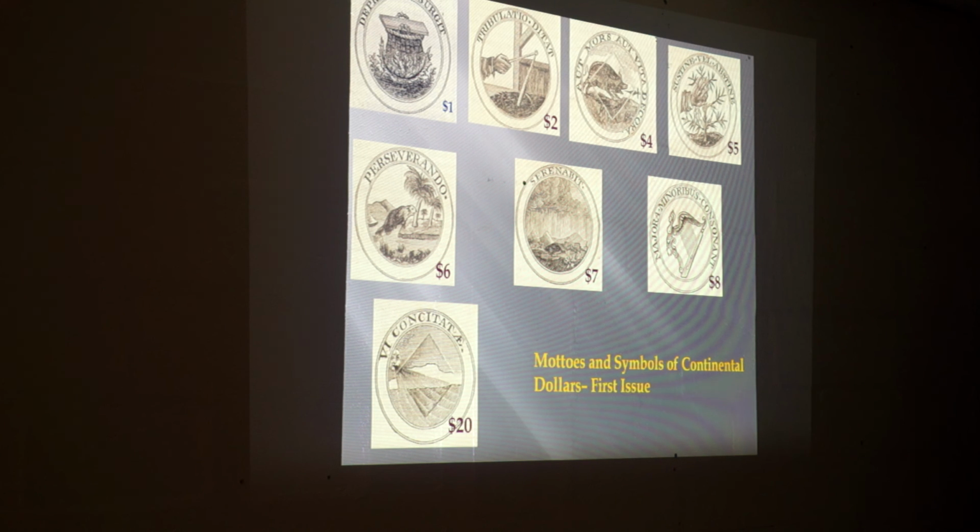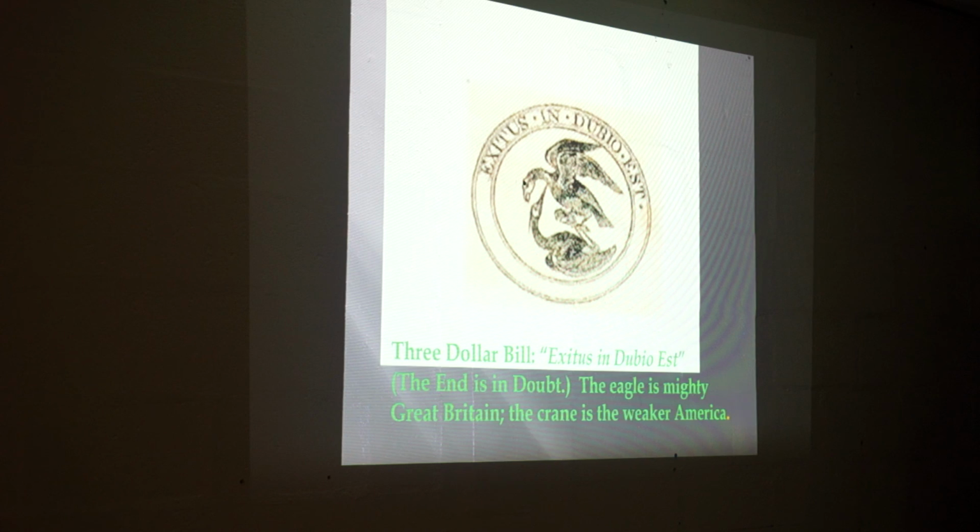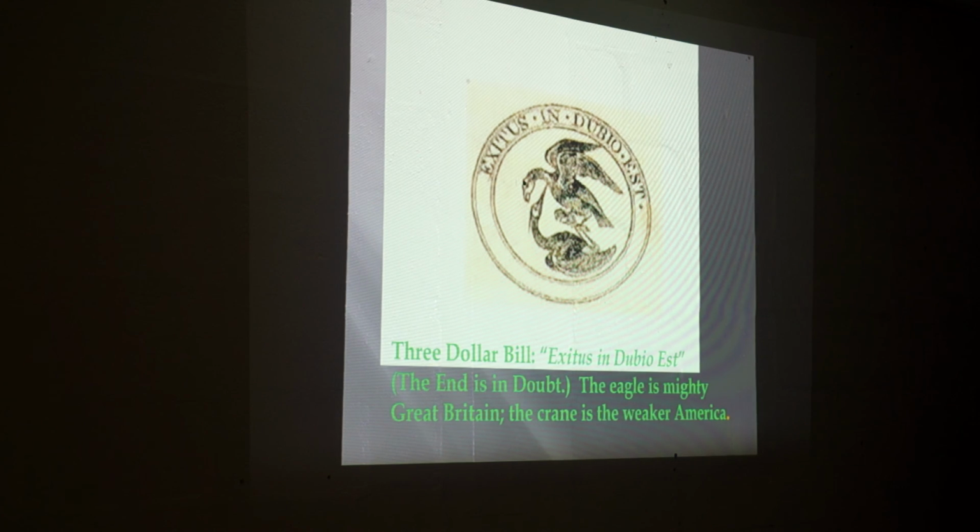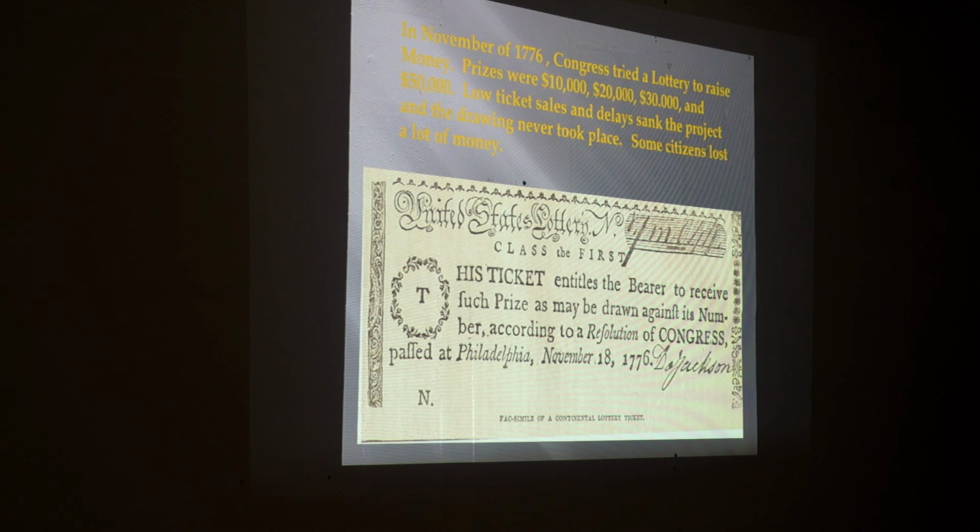My favorite though is the $3 bill, which shows an eagle and a crane in combat. The eagle represents the powerful Great Britain, the crane is the weak America, the American colonies, but the crane is stabbing the eagle in the throat. And the motto says, "exitus in dubio est." Did I get that right, Susie? Which means the outcome is in doubt. So this kind of gives you a little insight into the psychology. And I think these mottos were very important to people. You know, they didn't have TV and magazines and Facebook and all that.